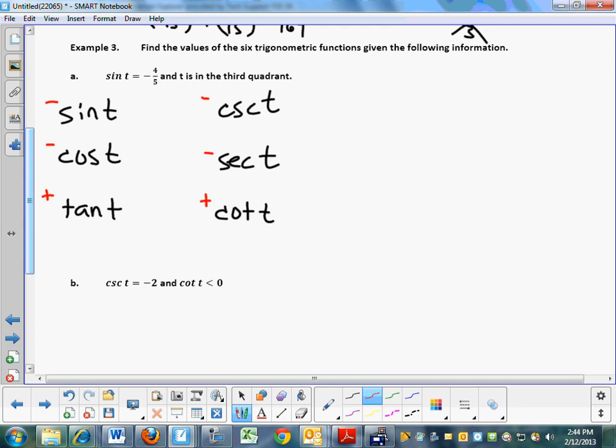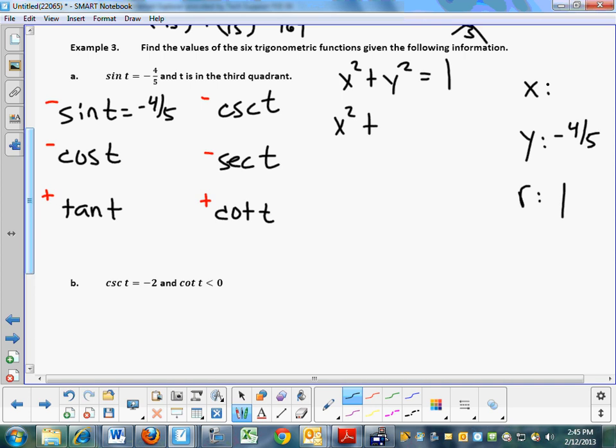And we know that sine of t is a negative 4 over 5. I have to determine the others. I will list x, y, and r. We're in the unit circle, so we know that our r value is 1, and we know that our y value is negative 4 over 5. Somebody tell me how will we find our x value? Formula, Pythagorean theorem. X squared plus y squared is equal to 1.